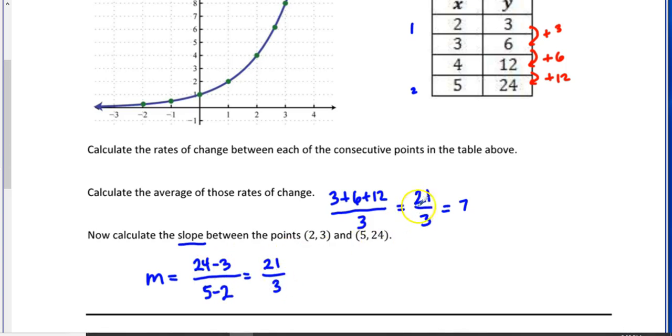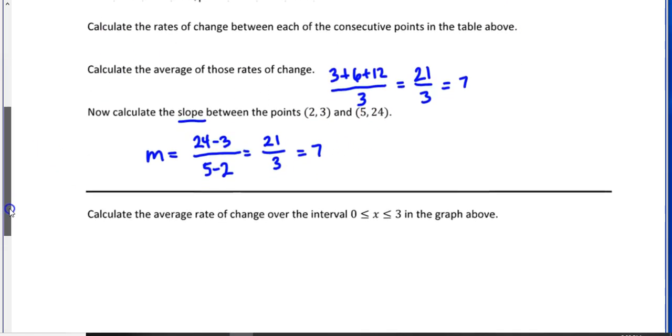That's starting to sound like something I just did, right? Of course, because average rate of change is slope. That's what we mean. The average of the rates of change works out to be the slope, the line that would go between those 2 points.